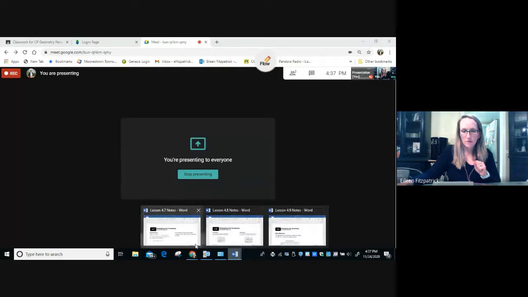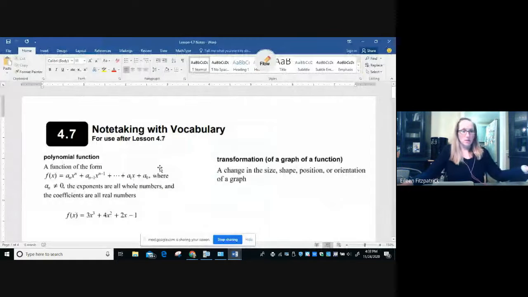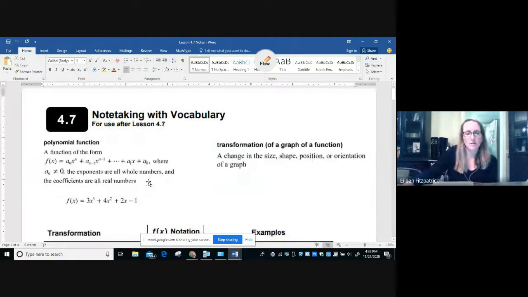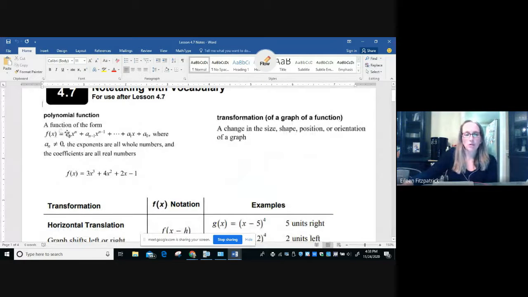Okay, 4.7. All right, so we are going to be looking at polynomial functions and transformations of those polynomial functions. So to start, we just have vocabulary. Polynomial function: a function of the form f of x equals a sub n x to the n plus a sub n minus 1 times x to the n minus 1. So these are the polynomial functions that we've been studying. Here's an example, 3x to the third plus 4x squared plus 2x minus 1. All right, we know what makes it a polynomial function. We know that the exponents have to be whole numbers, coefficients have to be real numbers.